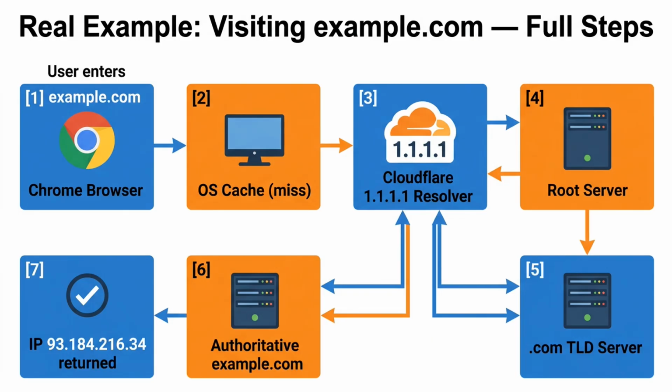Alright, let's do a full real-world walkthrough. You open Chrome and type example.com. Chrome checks its cache, not found. Your OS checks its own cache, not found. Request goes to your DNS resolver, say Cloudflare 1.1.1.1. Resolver checks its cache. Let's say it's not there either. It asks a root server, gets pointed to the .com TLD server, which points to example.com's authoritative server. That server returns IP 93.184.216.34. Done. Chrome connects. You see the page.